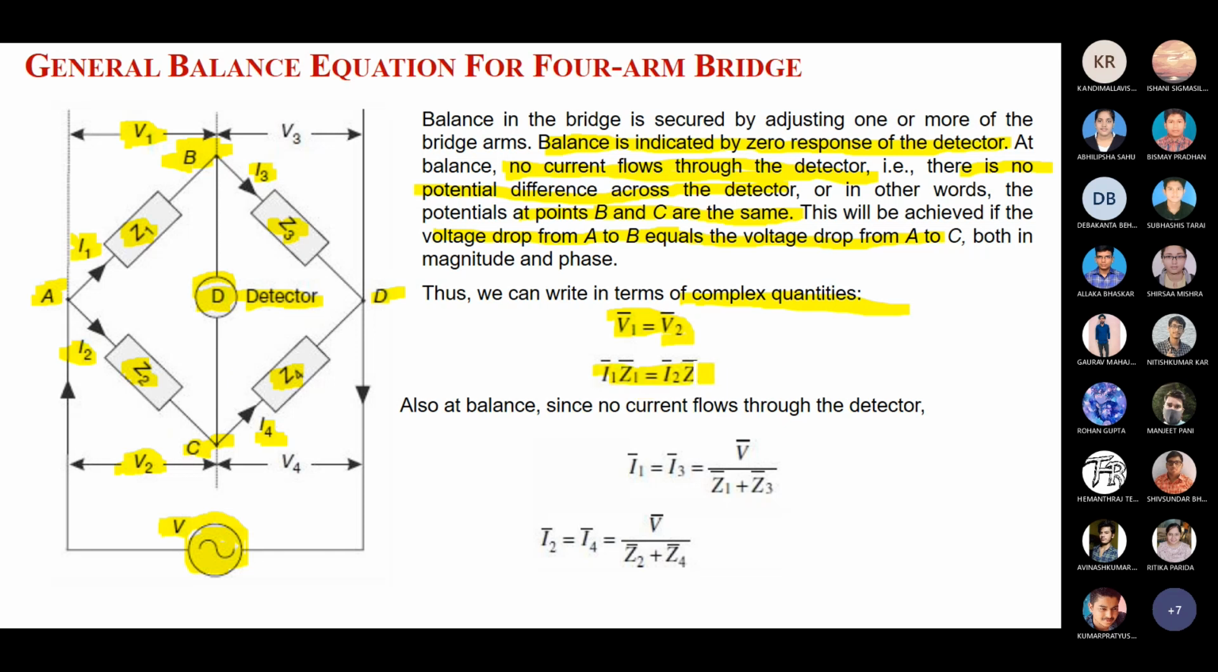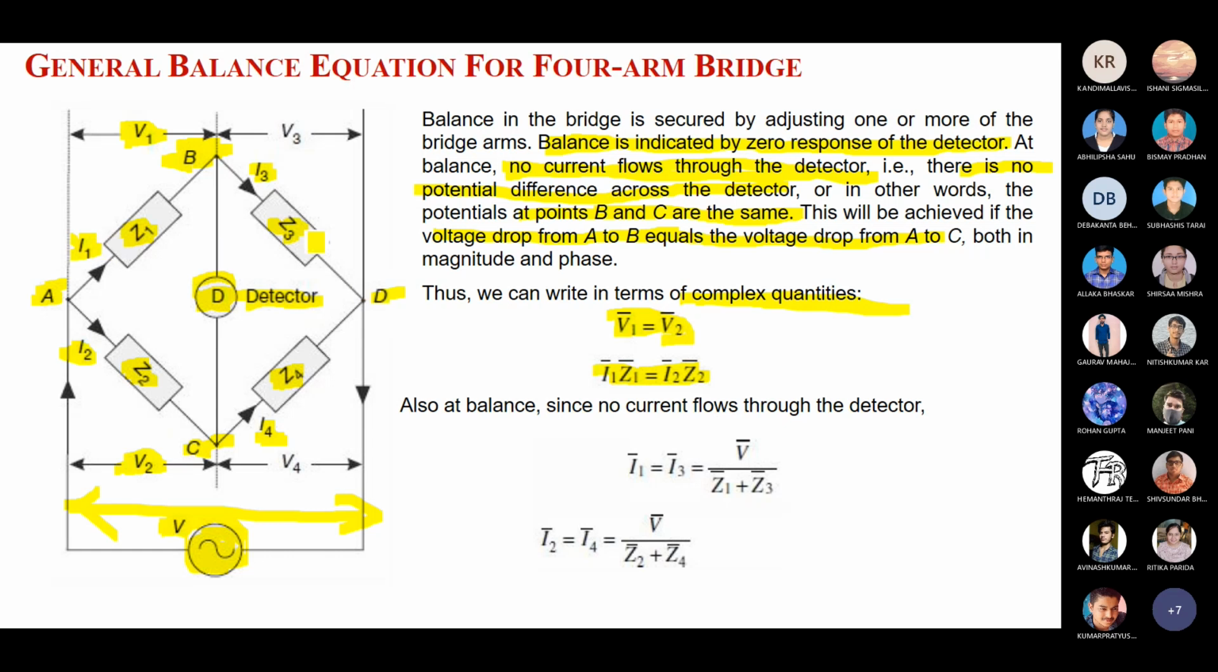Now you know that I1 equals I3 as per the convention for balanced conditions. So how much is the value of I3? The total voltage is V, and V appears across these two terminals. So V equals V1 plus V3, or V equals the voltage appearing across the path A and D.